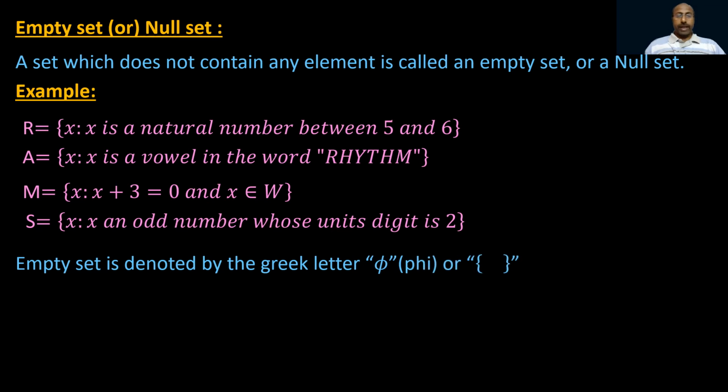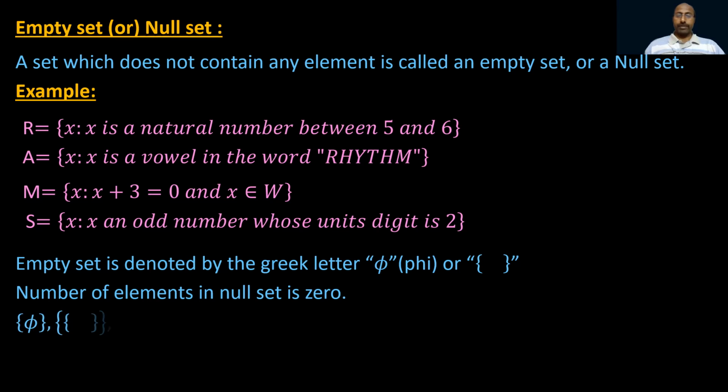We denote the empty set by the Greek letter phi. You can see the letter phi here. We denote the empty set by the Greek letter phi, or we can denote it by empty curly braces also. So we can denote the empty set by either the letter phi or empty curly brackets. The number of elements in a null set is 0.